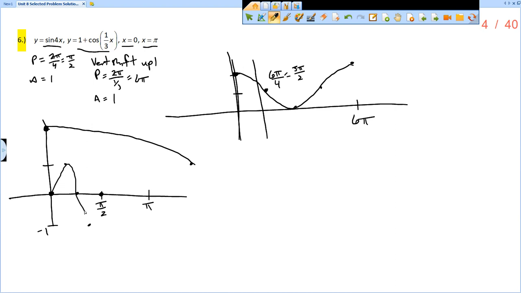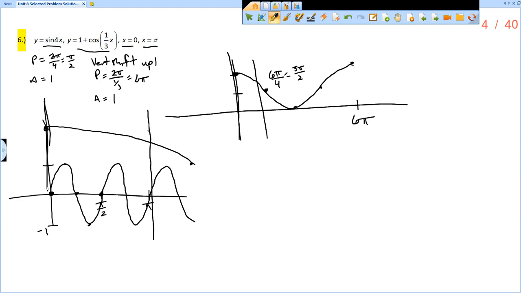So that's one period, but I need to go all the way to pi, so I actually need two periods of this. I'm just going to repeat the same thing here, and we're only going to pi. Yes, this would continue, but I only care about up to pi. So I'm going from x equals 0 to x equals pi, and I am interested in this region.